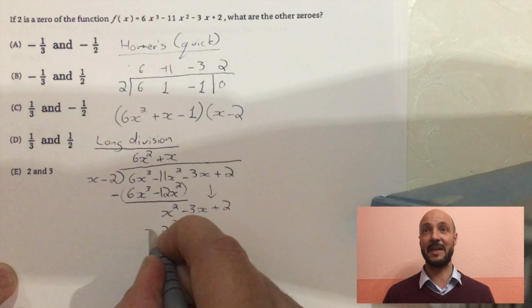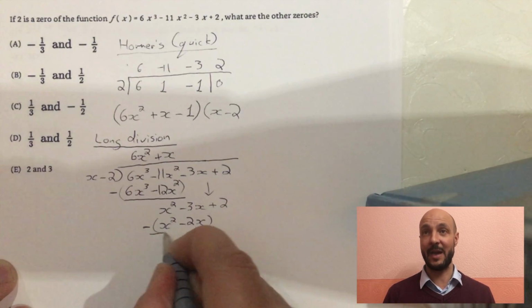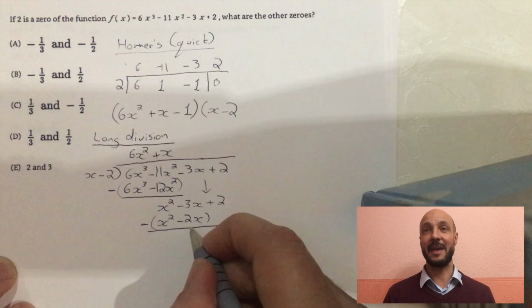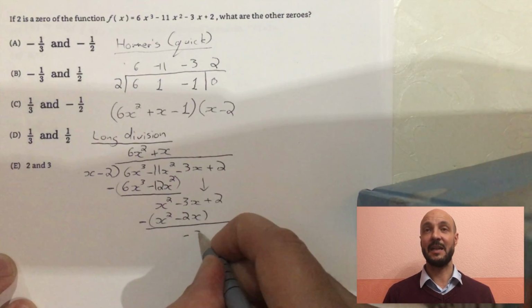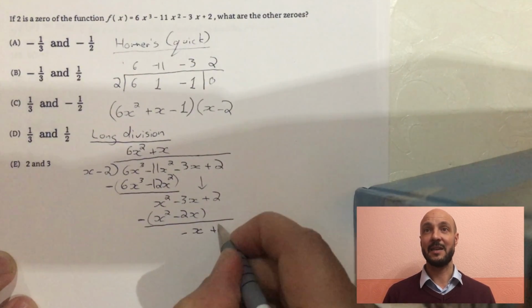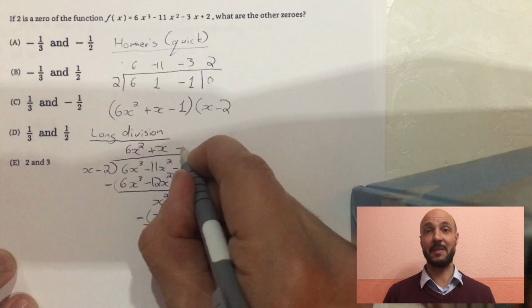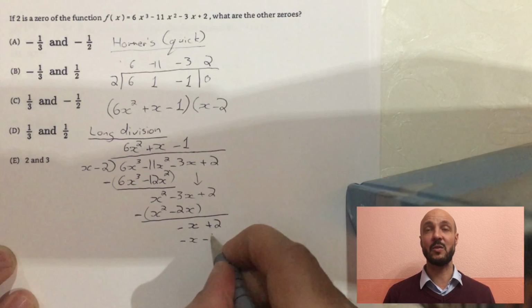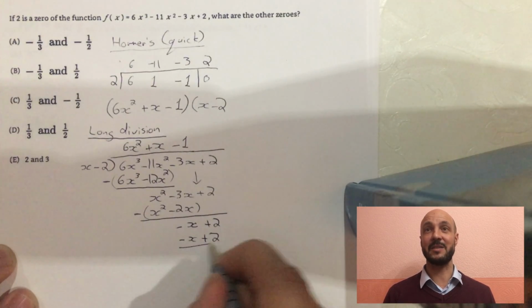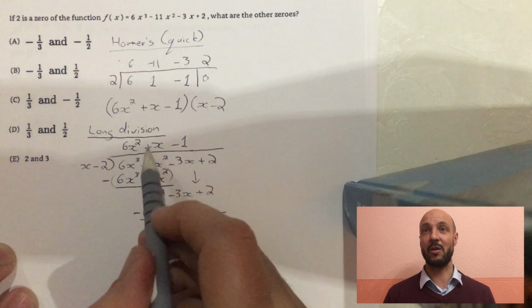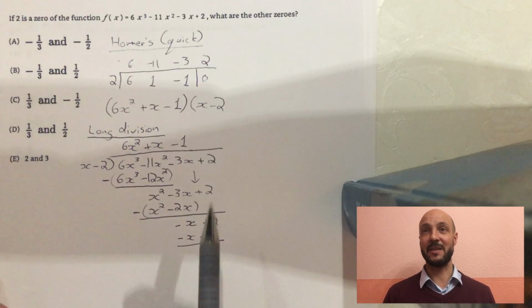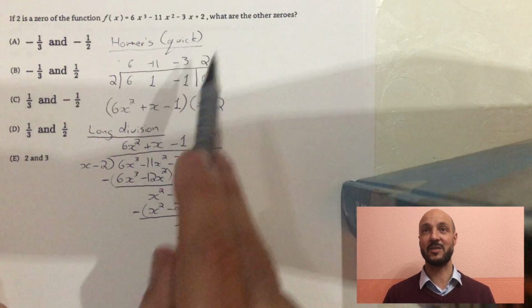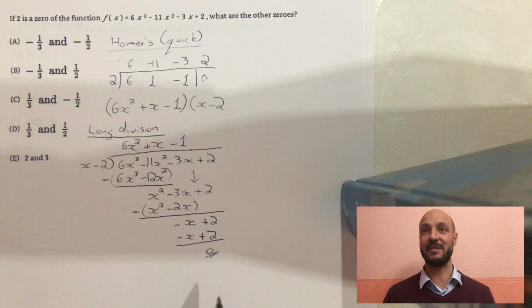x times x - 2 is x^2 - 2x. We subtract that again. The x^2s cancel out, leaving us -3x minus -2x, which is -3x plus 2x, is -x + 2. x goes into -x -1 times, so put -1 on the top. -1 times x - 2 is -x + 2, which cancels out to give 0.